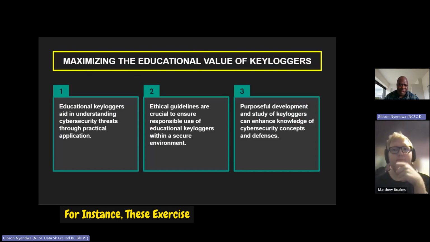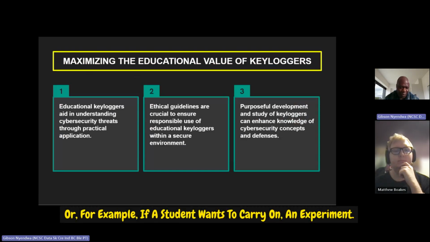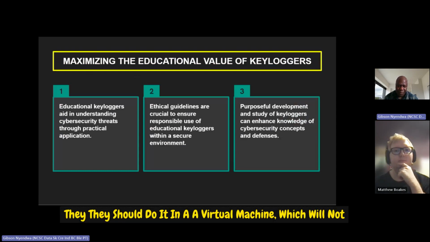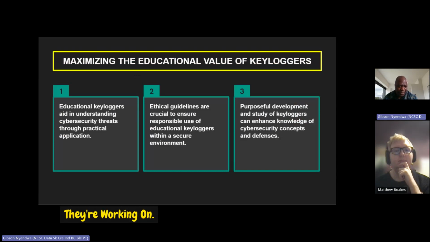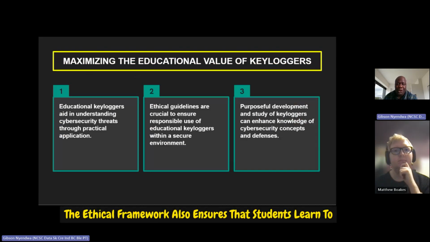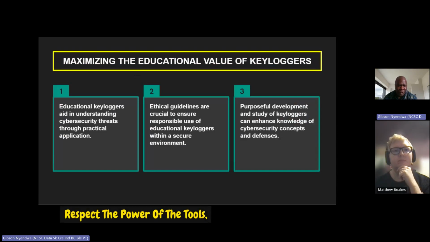For instance, these exercises should be confined to a lab environment, or for example, if a student wants to carry on an experiment, they should do it in a virtual machine, which will not actually pose any risk to the real machines or network they are working on. The ethical framework also ensures that students learn to respect the power of the tools they use, for example, the keylogger, which we are discussing.